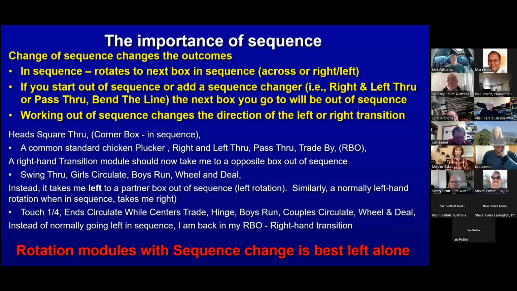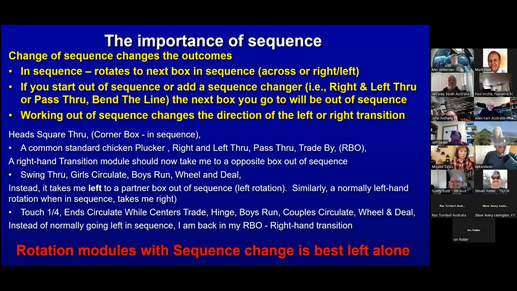If you remember our chicken plucker, we've changed the chicken plucker in this technique to a simple pass through, trade by. That's a right hand lady box. The standard chicken plucker is right and left through, pass through, trade by. That's a right hand box out of sequence. So if I do that knowingly, I have to make sure that I change my get out, or as Alan was saying with lead right boxes, I have to do something to put them back into sequence to make this technique work. And that's just more things to remember at this time.